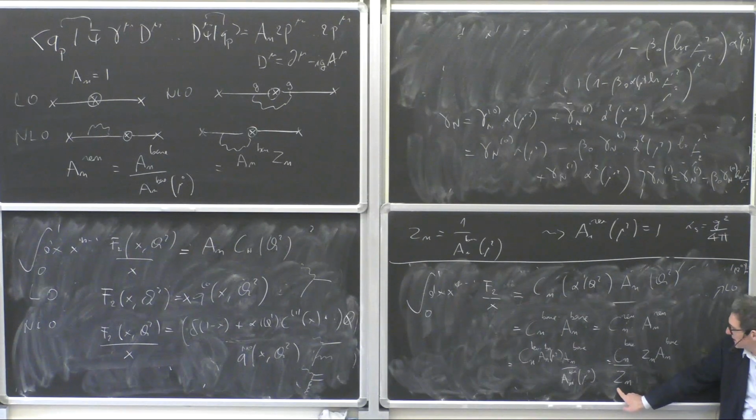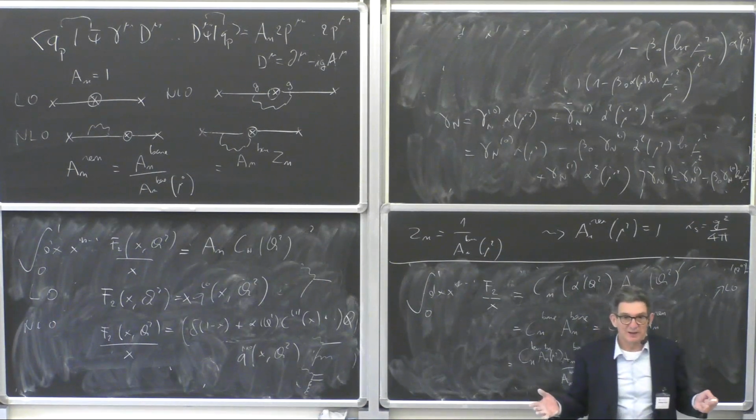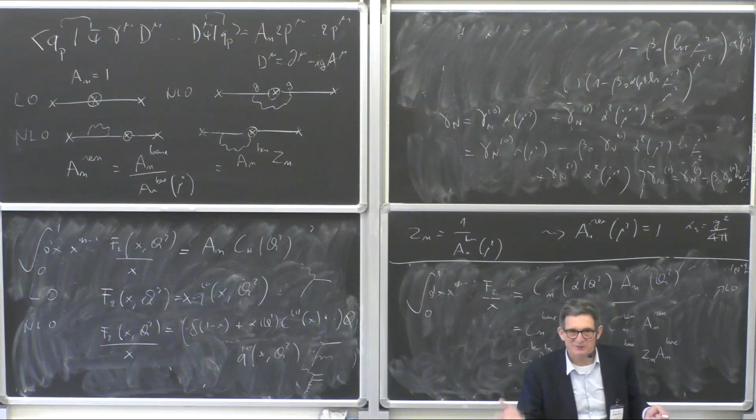There must have been some infinity in Cn bare, which I removed at the same time as I was removing the infinity from An bare. So this raises the question, is Cn divergent? And the answer is, well, in order to understand the answer, we have to look at the Feynman diagram.